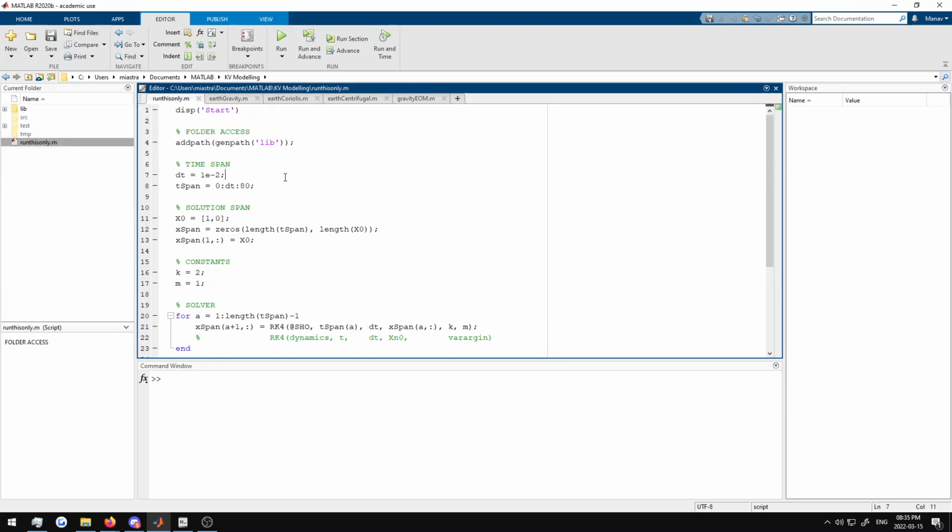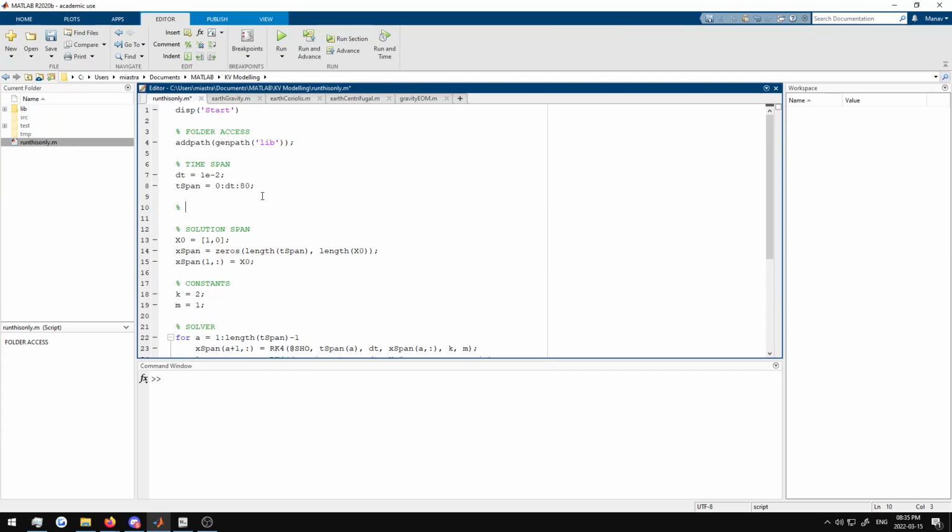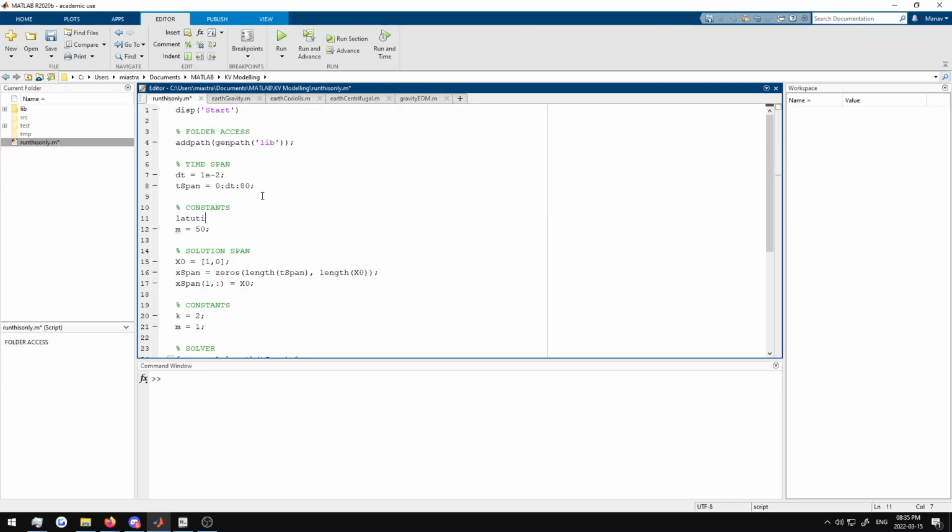These numbers came out of thin air, but just trust me, they did not. They're values that I played around with a little. So yeah, our mass we're going to assume is going to be 50, and we're going to pretend like we're shooting something from somewhere kind of near where I live, latitude, and this is going to be 45 degrees.